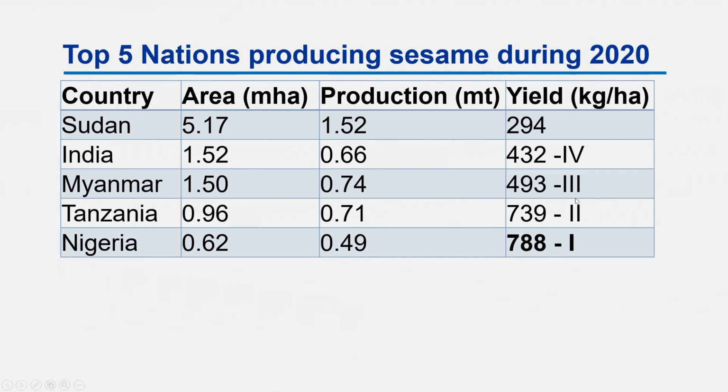And then see the productivity. Productivity is highest in Nigeria, 788 kilogram per hectare, followed by the number 2 position, which is Tanzania, 739 kg per hectare, and third is Myanmar, where it is 493 kg per hectare.